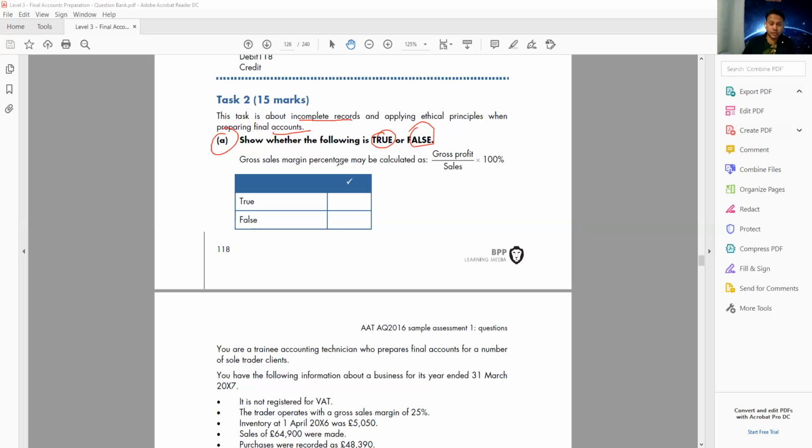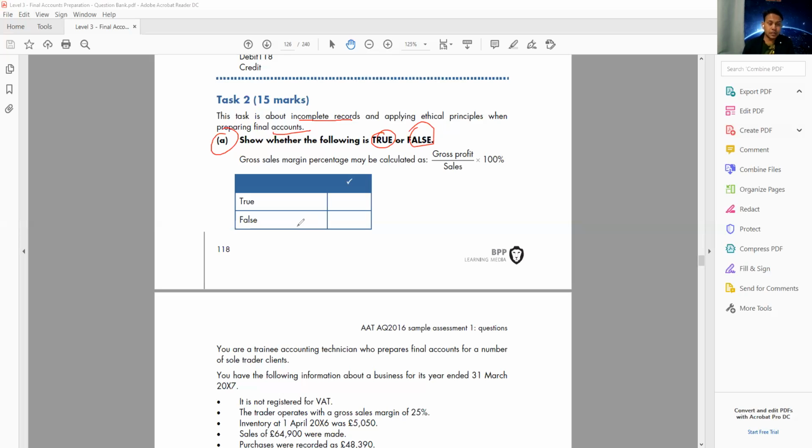So what is the ratio? How can we calculate the gross profit? What is the formula for that? Is it gross profit divided by sales times 100? Is it true or false? What do you think for that? So we're going to take true or false.